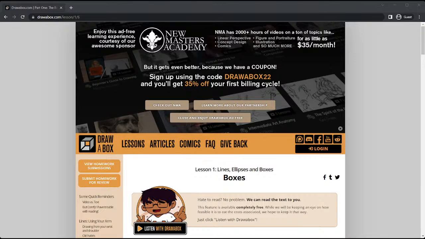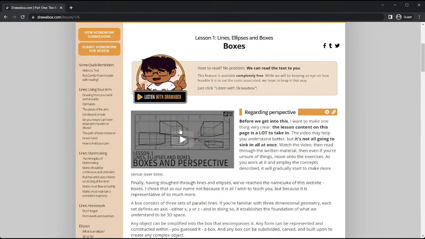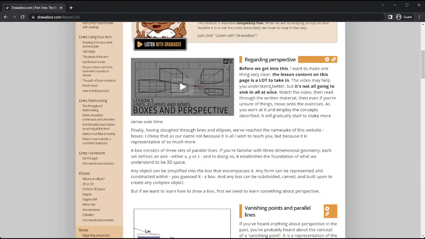Here we go. Lesson 1. Boxes. Regarding perspective, before we get into this, I want to make one thing very clear. The lesson content on this page is a lot to take in. The video may help you understand better. It's not all going to sink in all at once. Watch the video, then read through the written material, then even if you're unsure of things, move on to the exercises. As you work at it and employ the concepts described, it'll gradually start to make more sense over time.